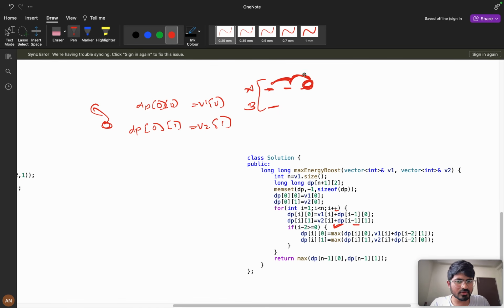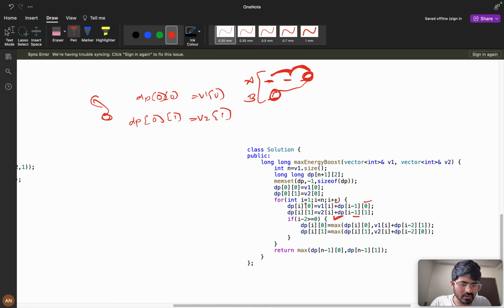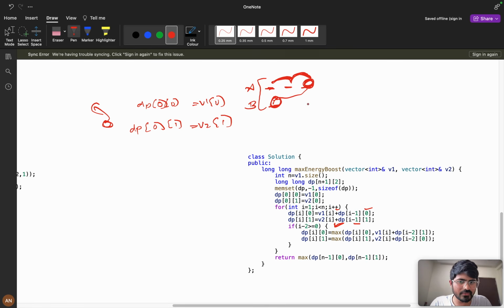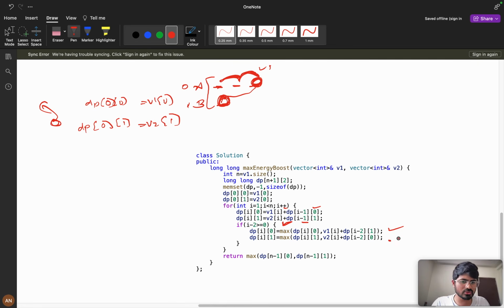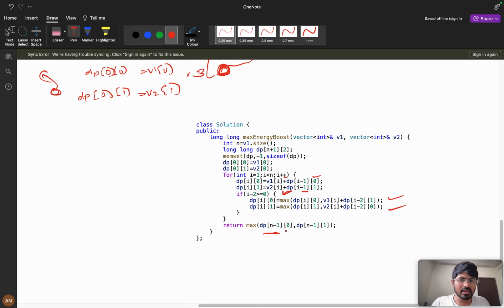you are storing this value. Or else I can store this value, right? That's why dp of I comma 0 equals max of the same thing, dp of I comma 0 and v1 of I, it will be the same, this value v1 of I, plus dp of I minus 2 comma 1. That means this is my 1, this is my 0, so this is my I minus 2 index and it will be 1. So this is how you will store that value, and finally you are going to return whether the ending can be at the A drink or at the B drink. Whichever is the maximum, you will return it.